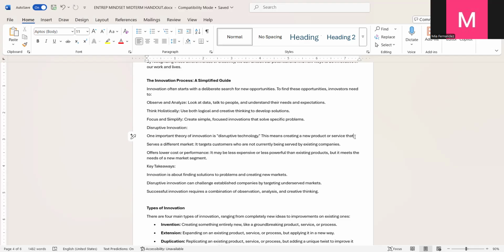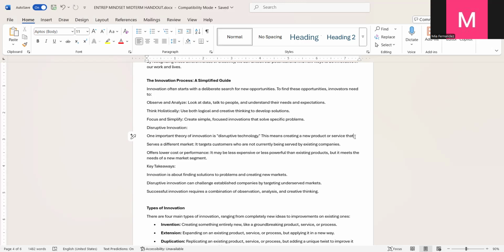So it's somehow killing the current cinema industry. Okay, so that's also a problem. That is disruptive technology. Okay. Offers lower cost or performance. It may be less expensive or less powerful than existing products, but it meets the needs of a new market segment. So what are the key takeaways?